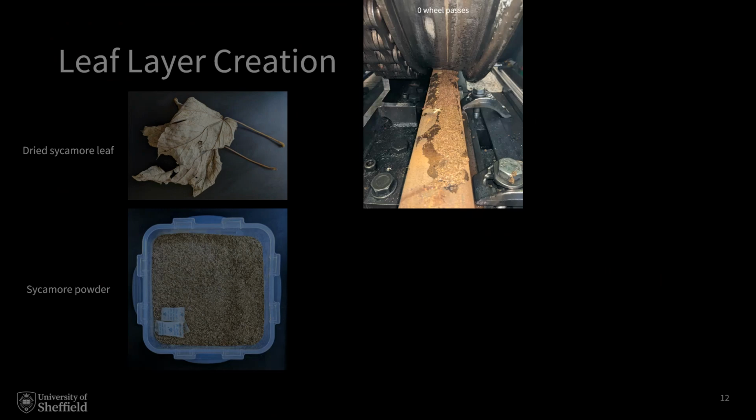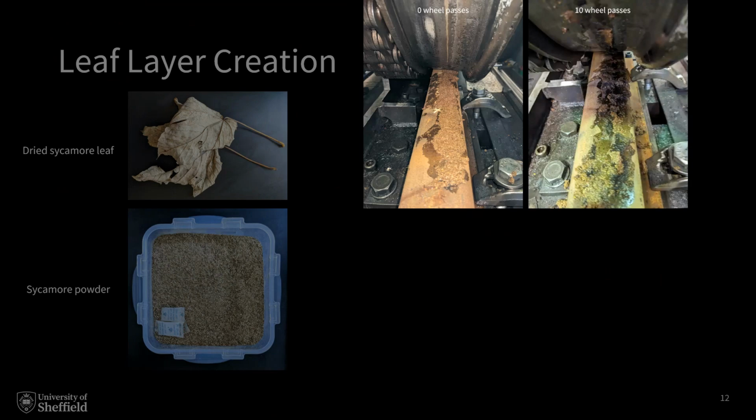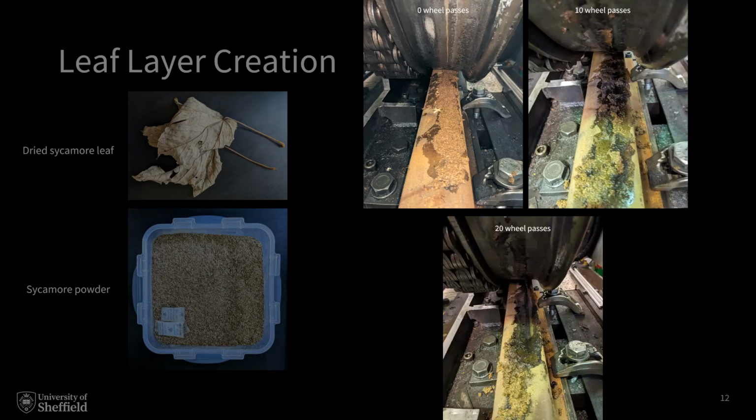and here it is before any passes. Here we have it after 10 wheel passes, and here it is after 20 wheel passes. Lots of material being pushed from the contact, and the characteristic black coloration, which we see in the field, has appeared very quickly.